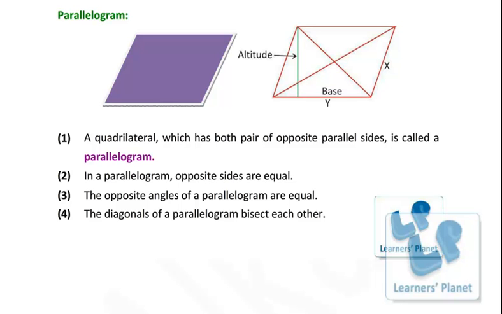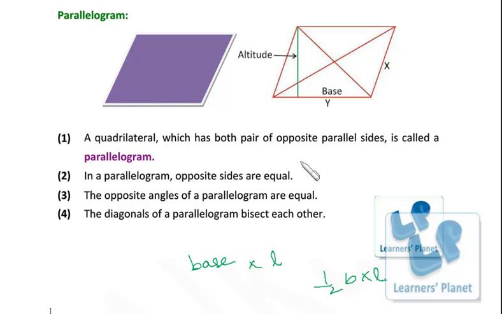What will be the formula for the area of a parallelogram? It is base into altitude, not half, it is base into altitude, okay? That is the area of a parallelogram. In the case of a triangle, the area is half base into altitude. In the case of a parallelogram, it is only base into altitude.